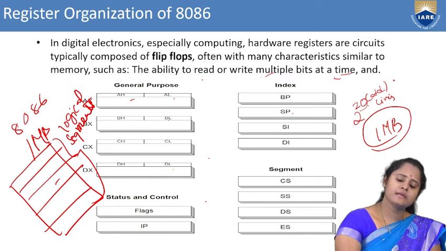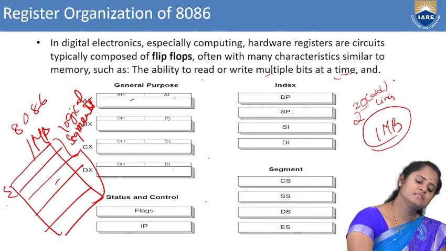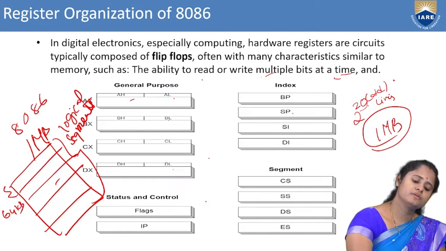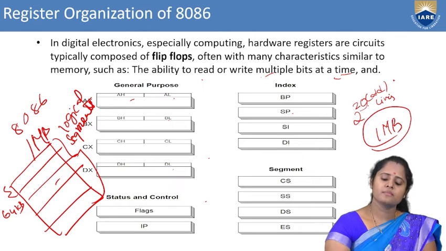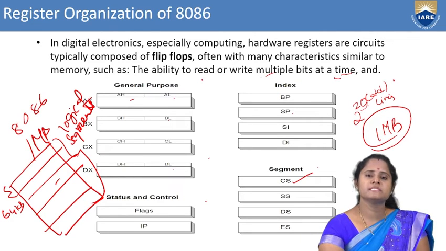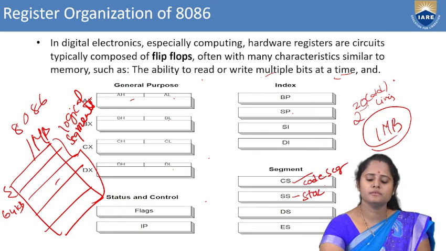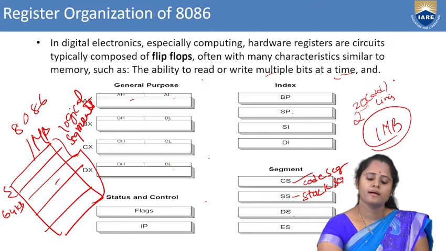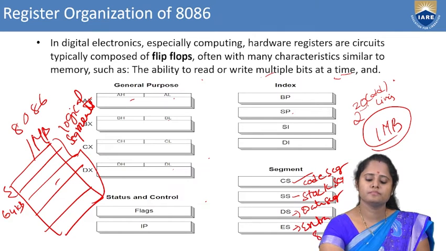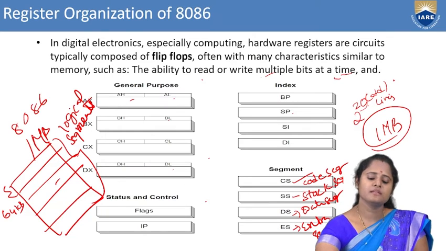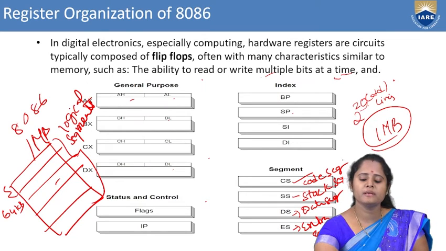These segments are each of 64 kilobytes. Those segments are the code segment. CS means code segment. Next, SS means stack segment. DS means data segment. ES is nothing but the extra segment. So these are the different segments, each of 64 kilobytes.